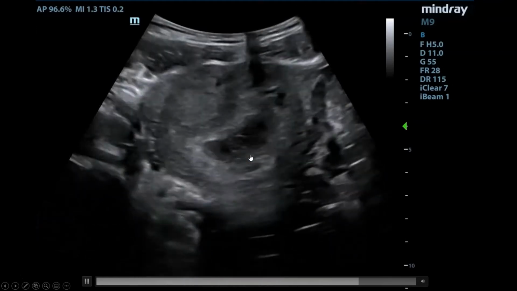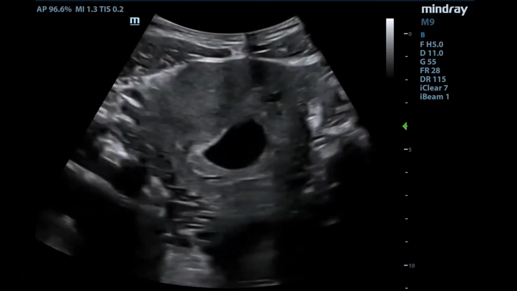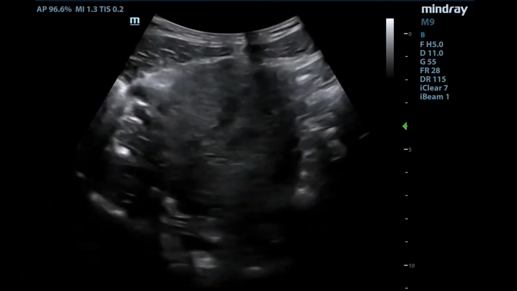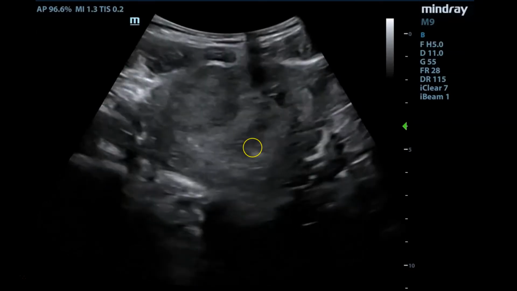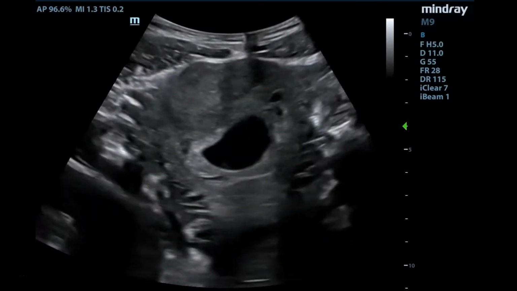Now, in your initial looks at this, as a reminder, the general concept of ultrasound is you don't want to miss the forest for the trees. Look at the entire structure first, and then come back and focus in on what you're thinking of.